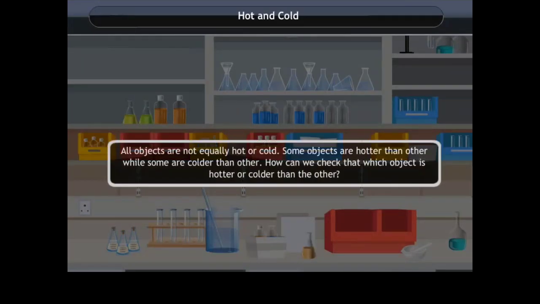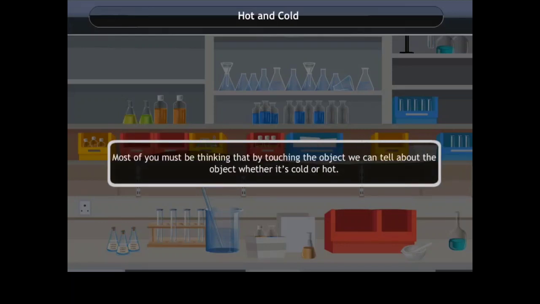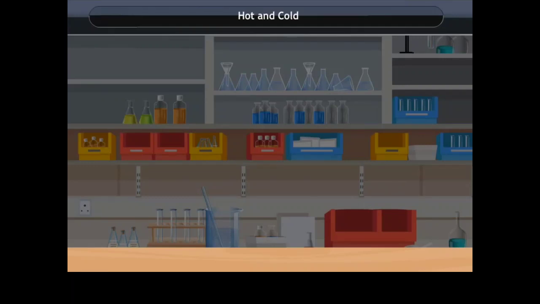Hot and cold. All objects are not equally hot or cold. Some objects are hotter than others, while some are colder than others. How can we check which object is hotter or colder than the other? Most of you must be thinking that by touching the object, we can tell whether it's cold or hot. Let us find out with the help of an activity.